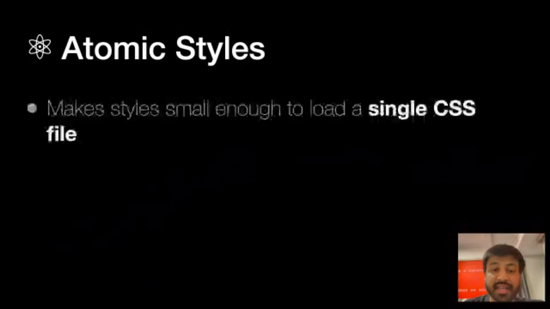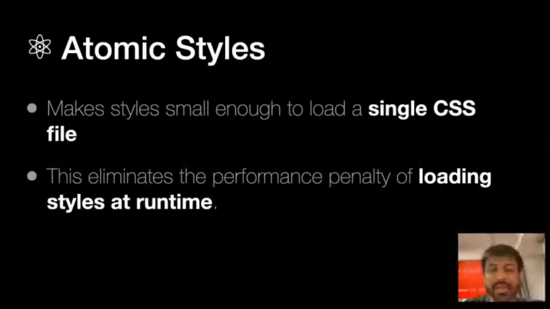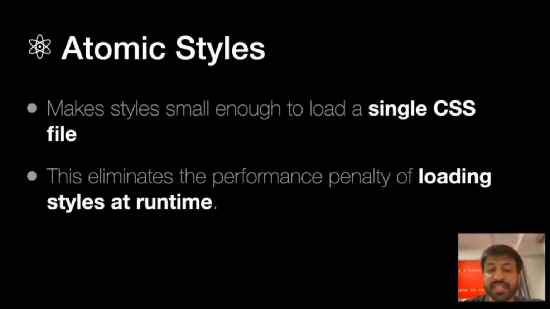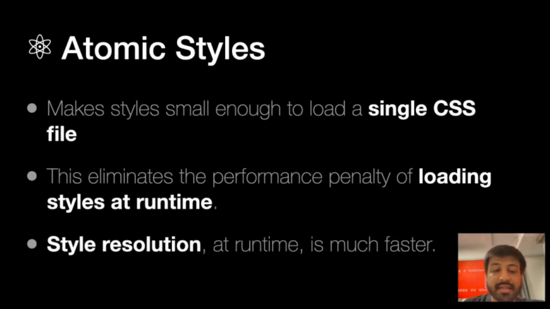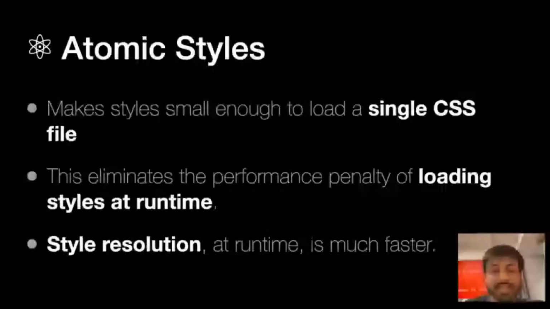Atomic styles makes it so that the CSS file is small enough that we can just load the entire CSS file up front without worrying about performance. This also eliminates the performance penalty of loading additional CSS at runtime. And the browser has a much easier time resolving styles that should be applied as your HTML changes.